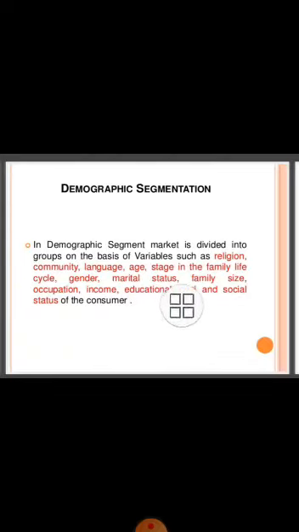Then marital status, like the single people, their spending pattern is different, while the people who have a family, their spending pattern is different. And family size also affects because usually in the poor countries, the family size is different than in the developed economies. And our occupation, our income also affects our spending pattern.